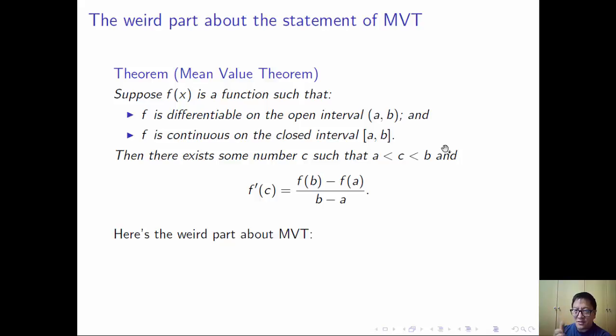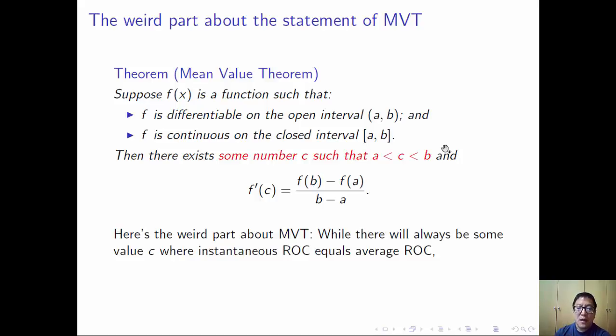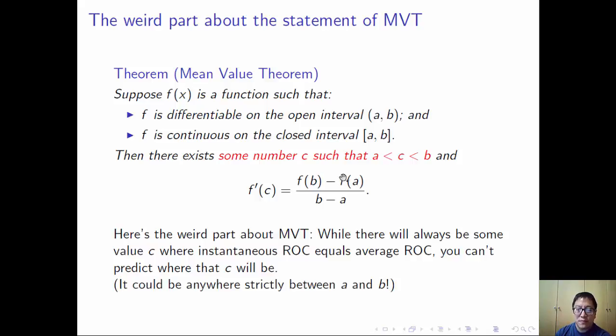Now, the weird part about the statement of the mean value theorem is the following thing. While there's always going to be some value c, this is the weird part. There's always going to be some number c strictly between a and b, where instantaneous rate of change is equal to the average rate of change. You can't predict where that c will be. It could be close to the beginning, could be close to the end, could be somewhere in the middle. You have no idea, based only on the given information, you have no way to predict where that c will occur. So that's strange. I mean, it's a strange thing that you can actually prove that it must happen somewhere in there, but you don't know where.